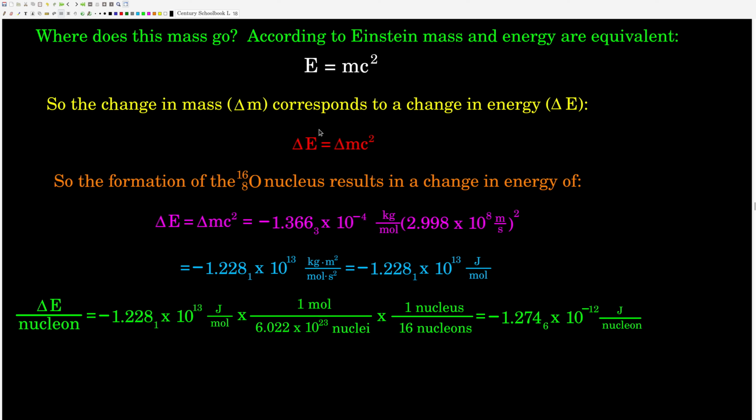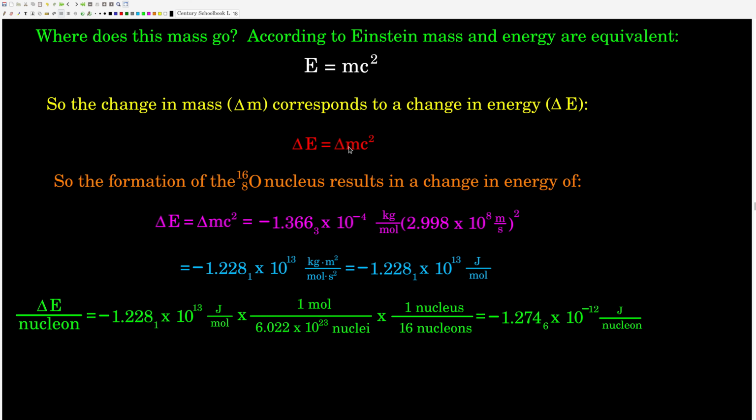So what happens to this mass? We know that mass can be neither created nor destroyed. Well, it ends up that Einstein told us that mass and energy are interconvertible. They're basically the same thing. And so he said E equals mc squared. Energy is equal to mass times the speed of light squared. Remember, the speed of light is 2.998 times 10 to the 8th meters per second. So the change in mass corresponds to a change in energy, or delta E equals delta m c squared.